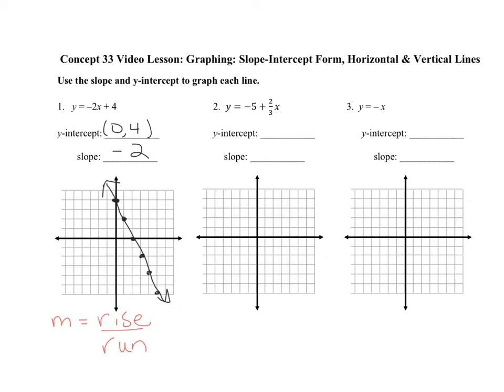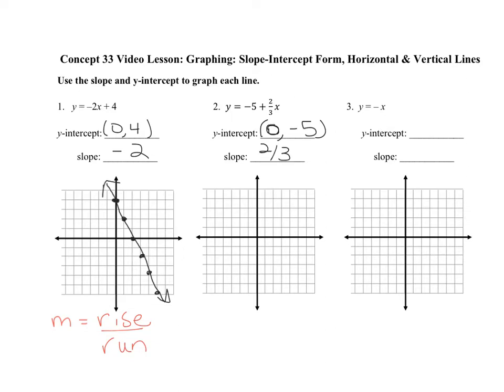Let's take a look at number 2. If you feel like you understand this and can do your graphs, stop the video and do them, and then come back in to make sure that you've done them correctly. So number 2, the y-intercept is (0, -5), because a reminder, the y-intercept is your constant when it's in slope-intercept form. And my slope is the coefficient of x, which is going to be 2/3, right?